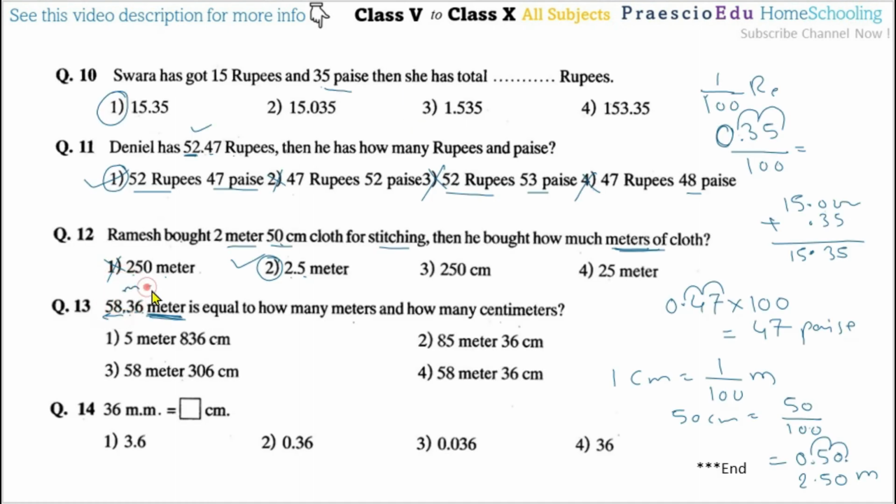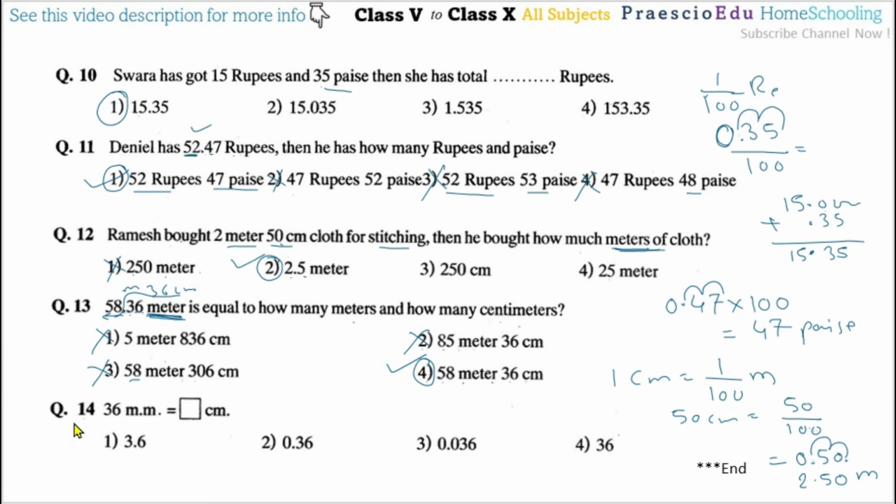For this we have to multiply by 100. While multiplying, the decimal point will shift 1 and 2 places, because of the two zeros in 100. So it becomes 36 centimeter. So 58 meter and 36 centimeter, that is the answer. 58 meter and 306 centimeter is incorrect. Now option number 2, 85 meter, no, this is also incorrect. Option number 4, 58 meter and 36 centimeter, yes, option number 4 is the correct one.